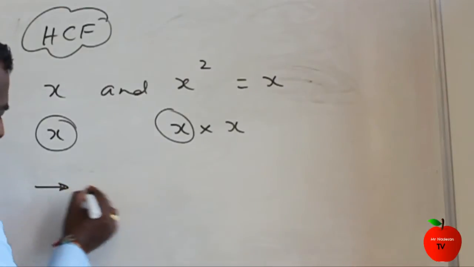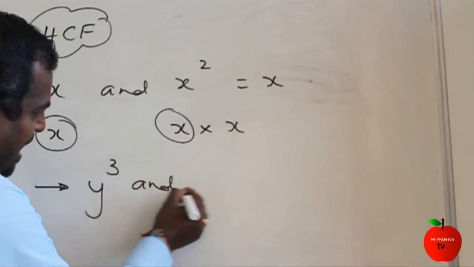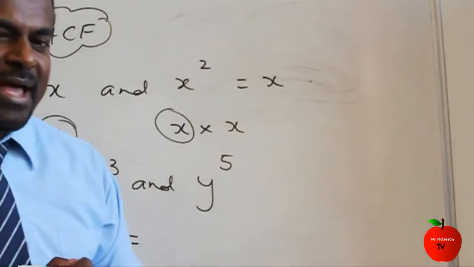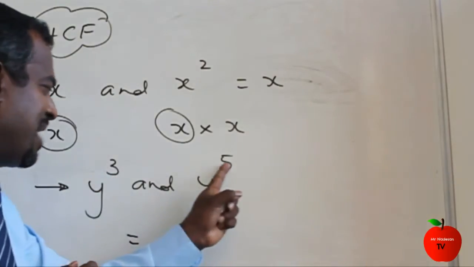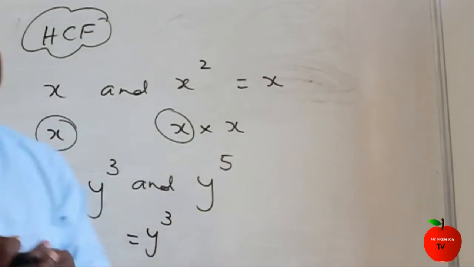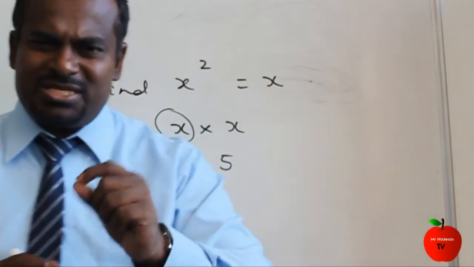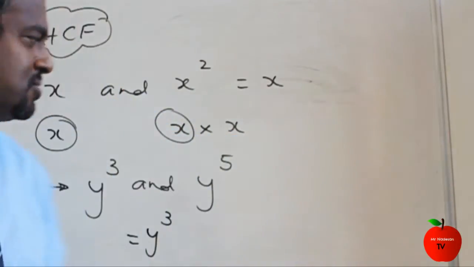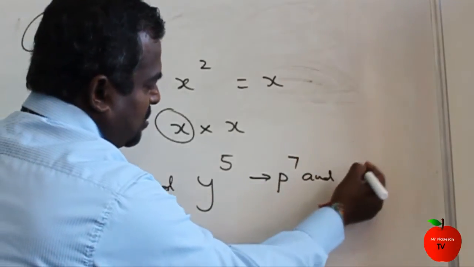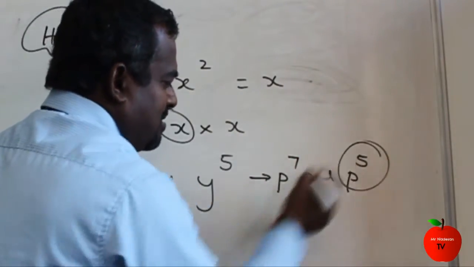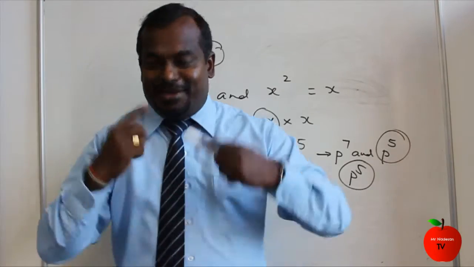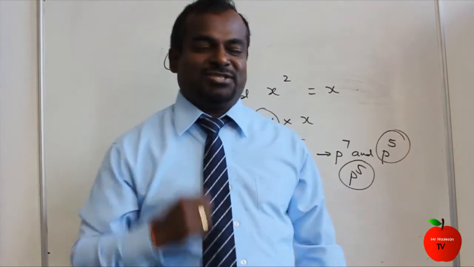If you're talking about y to the power 3 and y to the power 5, what is the answer here? An easy way I can tell you now: how many y here? 3. How many here? 5. Which one is the lowest? 3. So your highest common factor is y cubed. For the letters you can find it easier: which one is the smallest power value? That's the one you have to take out. If you're talking about p to the power 7 and p to the power 5, the lowest is 5, so you can take p to the power 5 as the common factor. Now you understand very clearly about the highest common factor.